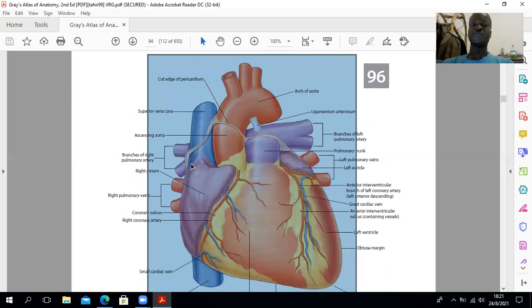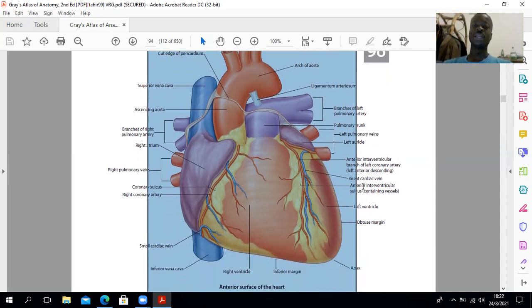Then the right border, which is formed mainly by the right atrium, is going to extend from the third right costal cartilage to the sixth right costal cartilage. And if you look at the left border, it will extend from the second left costal cartilage to the fifth left costal cartilage. Then the inferior border will actually join the two lower portions of both the right and the left borders of your heart, right? And if you notice, much of the inferior surface of the heart will actually be formed by the right ventricle, as well as a portion of this right atrium, right?